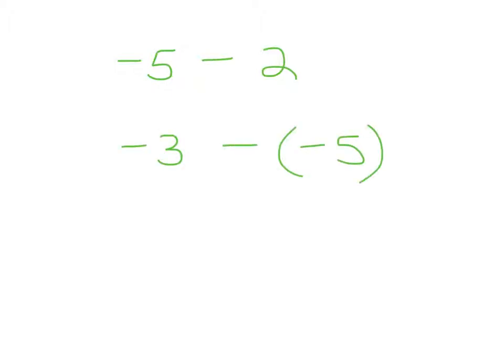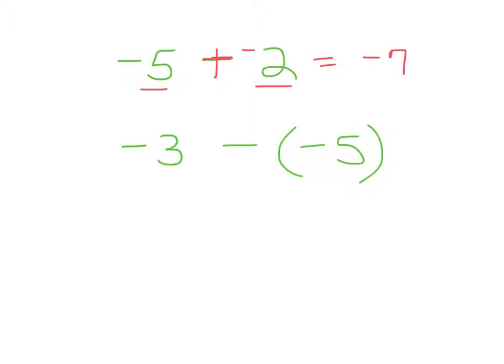All right, let's have you guys try a couple of subtracting integers problems. Let's say I have negative 5 minus 2 and negative 3 minus negative 5. Take a second to try those. So the first one, it's subtraction, so I'm going to change it to add, and the opposite of 2 is negative 2. Now when I look at that, I have negative 5 and negative 2. That gives me 7 negatives total.